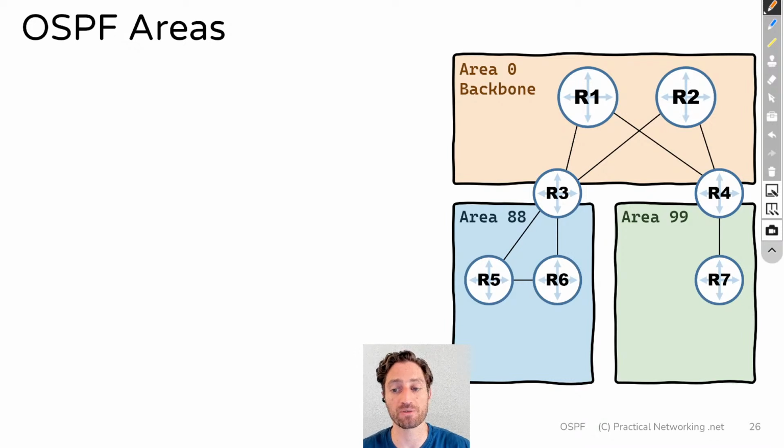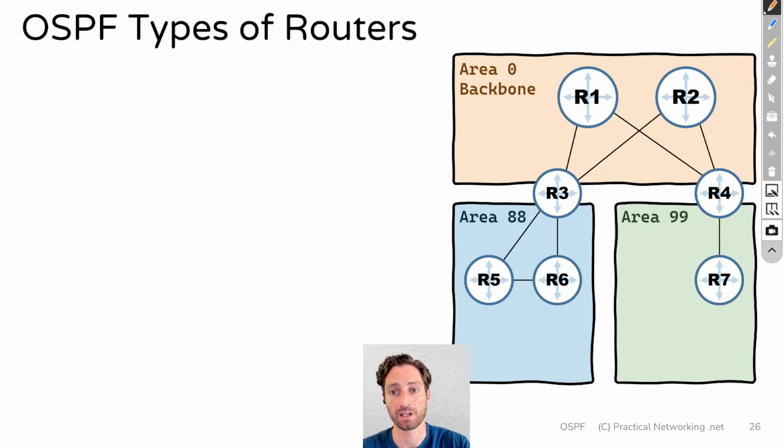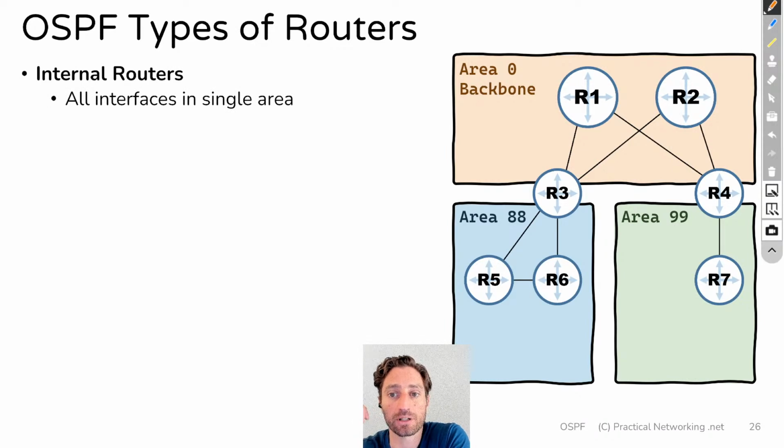And there are 4 types of routers that we're going to talk about. Let's just get into it. The first is an internal router. An internal router is any router where all interfaces are in a single area.